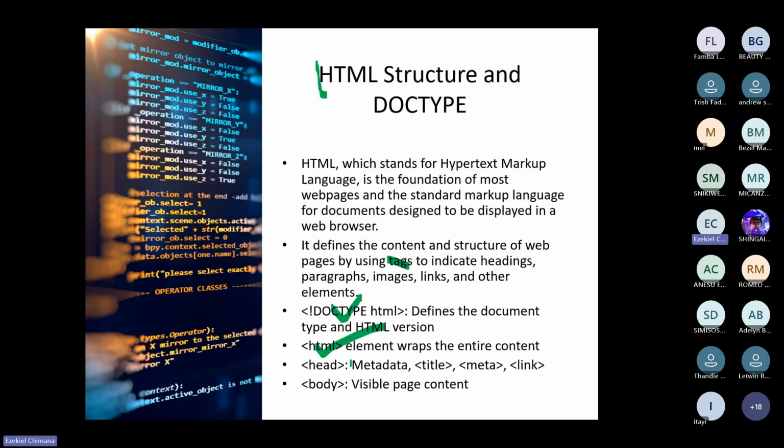And then you have the head as well, which holds what you call the metadata. Metadata is just data about data. So the head section is where you put the metadata. The head is where you put elements like title, meta, and link, to link maybe external files. As well as that, you also have the body tag.